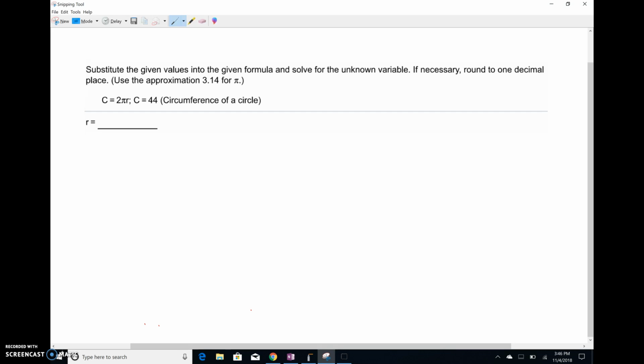We notice that the formula is C is equal to 2 times pi times radius. Yeah, this is a circumference formula. And they do give us a circumference, which is 44. And we do know that pi is equal to 3.14 approximately. So we have C is equal to 2 times 3.14 times the radius.